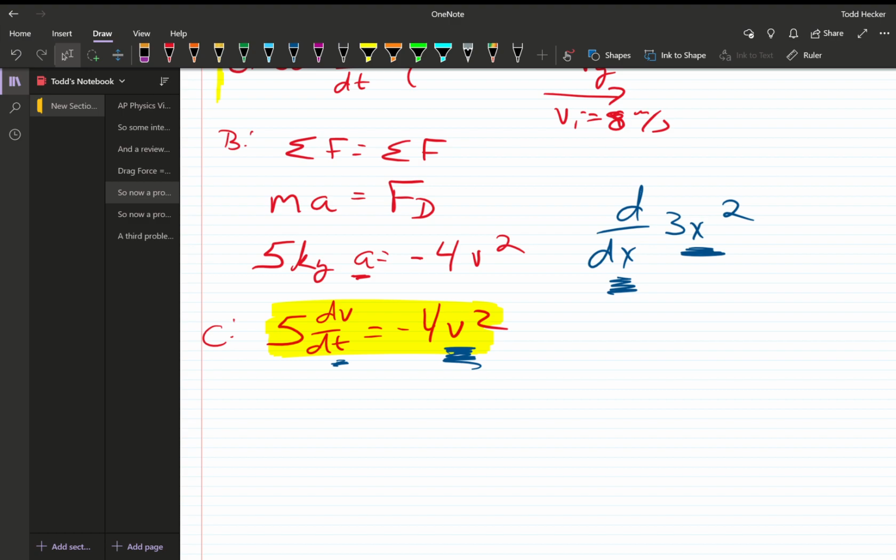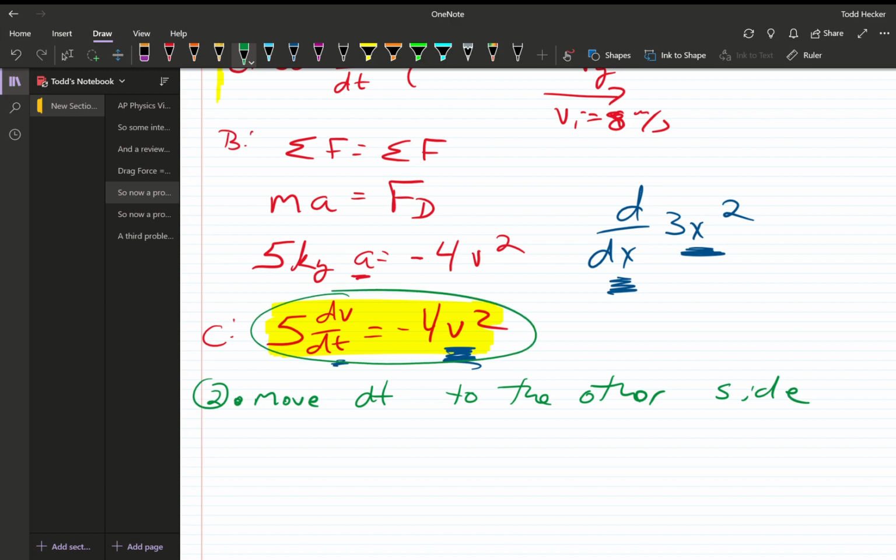So the first thing we want to do is separate our variables, so we'll do everything here in green. So number 2, move dt to the other side. So I think that's going to be our first step. So this equation here, I'm just going to multiply both sides by dt. So that's going to give me 5 dv equals negative 4v squared dt.